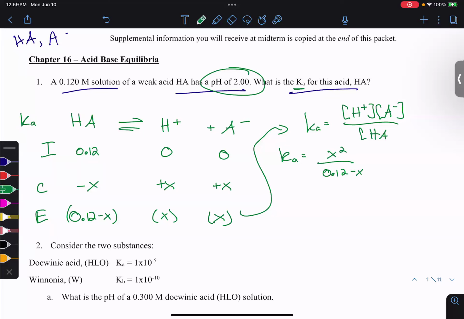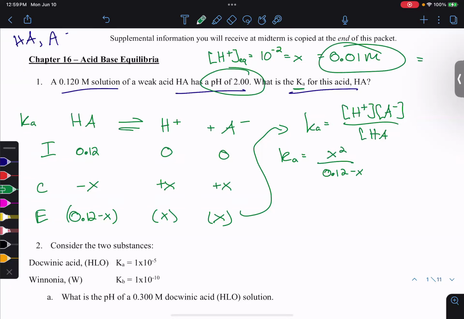So if that's the pH, that means the H plus concentration at equilibrium is equal to what, 10 to the negative 2? This is equal to x. X is equal to 0.01 molarity. I told you that through the pH. So why would you get rid of the x in the denominator if we know what x is? All we have to do is plug that number in, right? So plug that x in both of those places. So the answer, Ka, is equal to 0.01 squared over 0.12 minus 0.01.